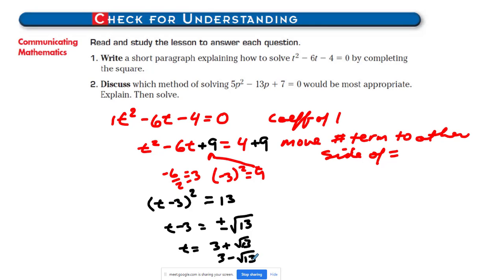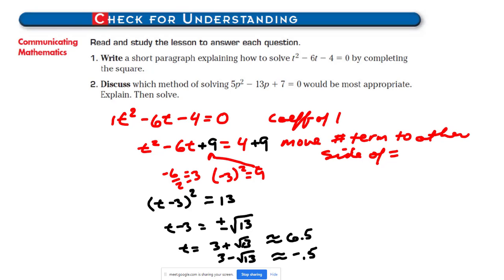Now, the square root of 13 is between 3 and 4. 3 times 3 is 9, which is 4 away. 4 times 4 is 16, which is 3 away. So we're somewhere right around 3.5 for the square root of 13. Approximately, 3 plus 3.5 is about 6.5, and 3 minus 3.5 is about a negative 1/2. That's how we could guesstimate the numbers without resorting to a calculator. So we've got two roots.